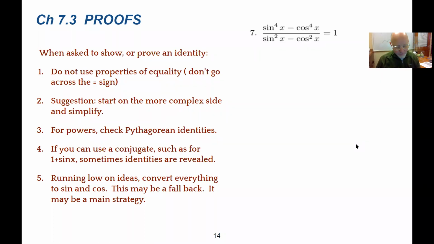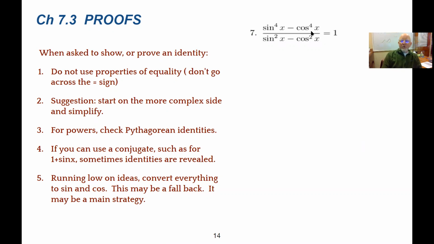Okay, the last example video for tonight. Here we have number 7. Sine to the fourth x minus cosine to the fourth x divided by sine squared x minus cosine squared x. All of that equals 1. You can be sure if you want to type in that as a function into Desmos, you'll find out that it is just a flat line at y equals 1.